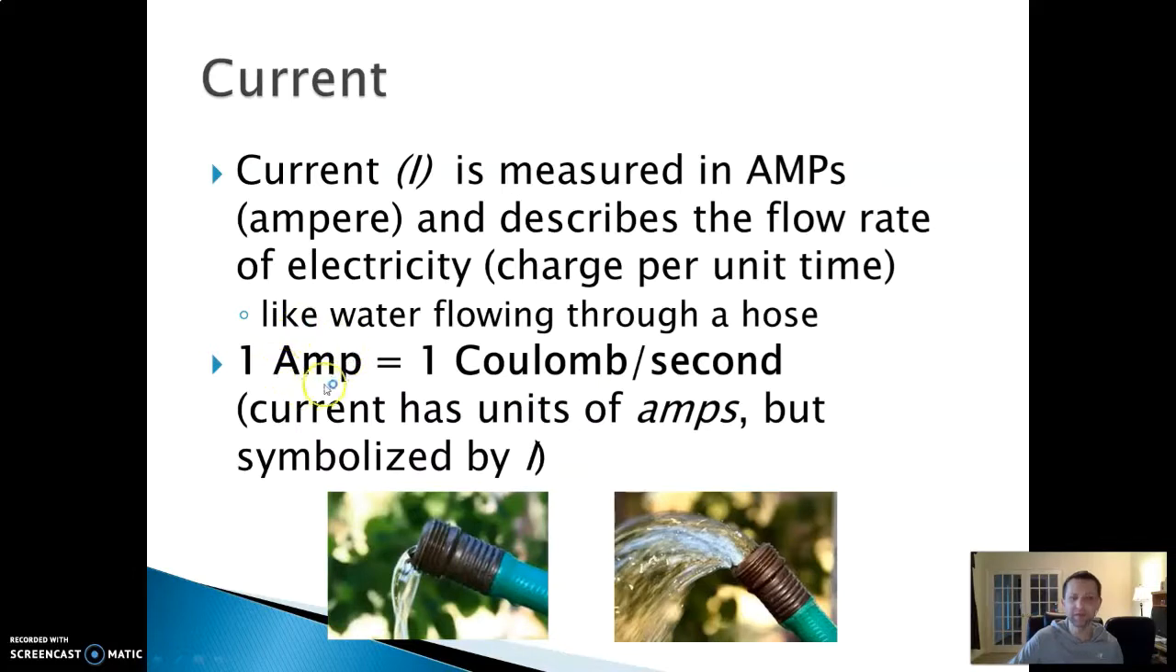It's kind of like molarity, where molarity equals moles per liter. You can represent concentration as moles per liter or molarity. This is the same thing. Current could be referenced as an amp, or what it truly is broken down into, coulombs per second. But the symbol is an italicized I.